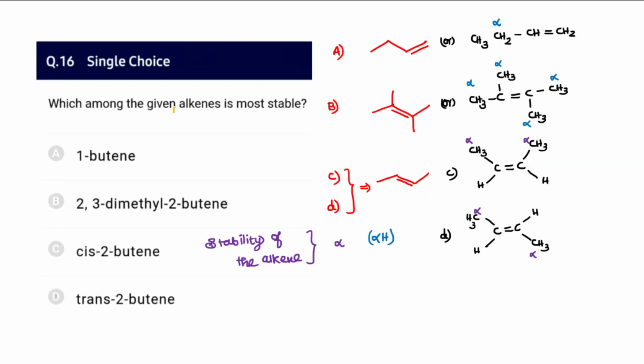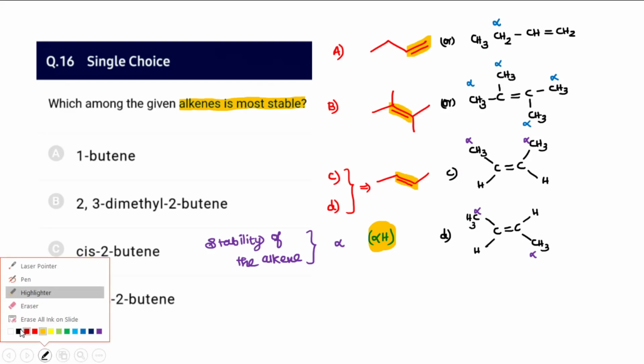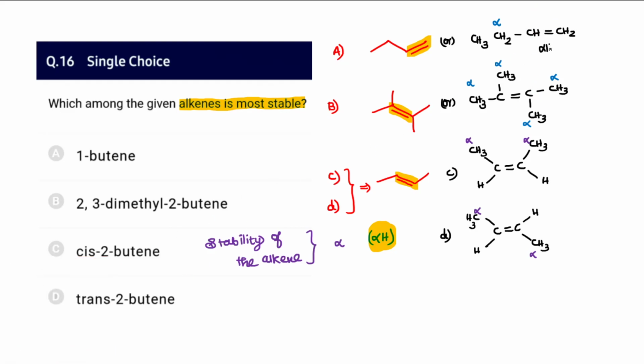Question number 16. Which of the following alkenes is most stable? The most stable alkene can be identified with the help of alpha hydrogen. If the alpha hydrogen is more, the stability of the alkene is also more. So I have written a but-1-ene structure and am hiding this carbon-carbon double bond. After hiding it, let me calculate the alpha hydrogen. Here the alpha hydrogen is 2, and here the alpha hydrogen is more.